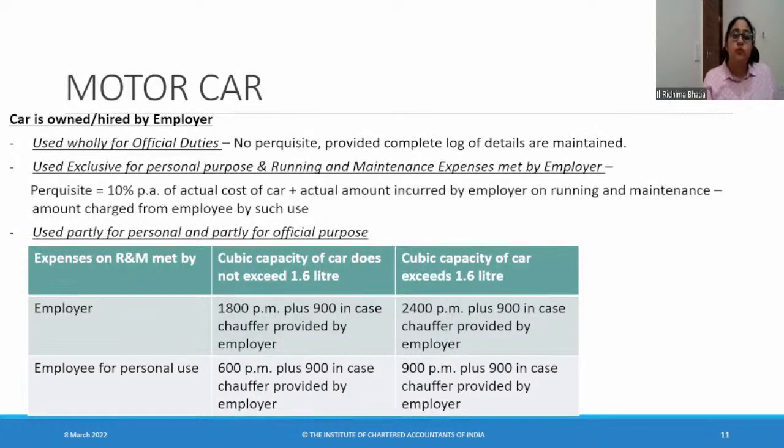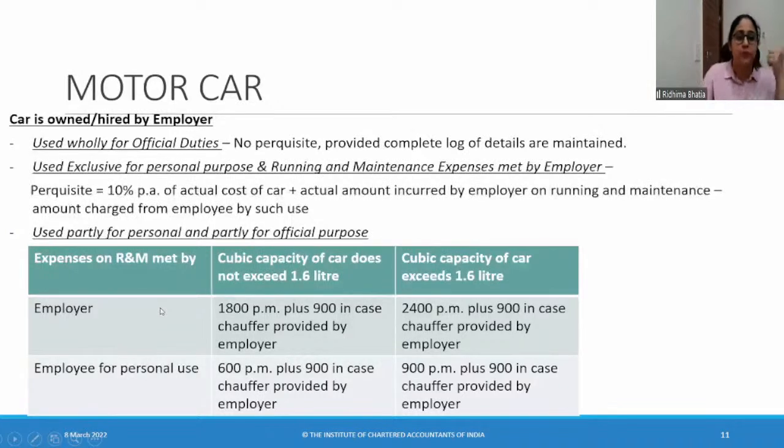Okay. If it is owned by employer and if it is used for both personal and official purpose, then there's a flat rate depending upon the factor that who bears the expenses of running and maintenance. If the employee bears the expenses, then 600 per month or 900 per month would be your taxable perquisite. If the employer pays it, then 1800 per month or 2400 per month, depending upon the cc, cubic capacity of the car. Along with that, 900 would also be added per month if chauffeur, which is driver, is also provided, irrespective of the salary paid to the driver.